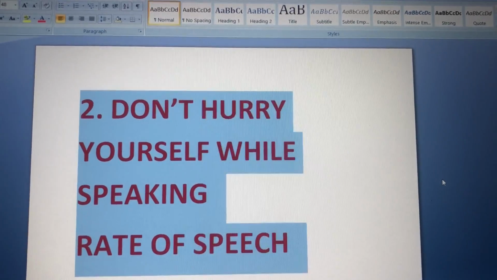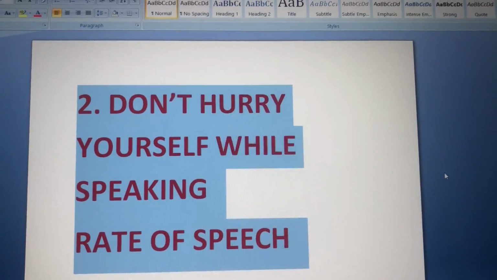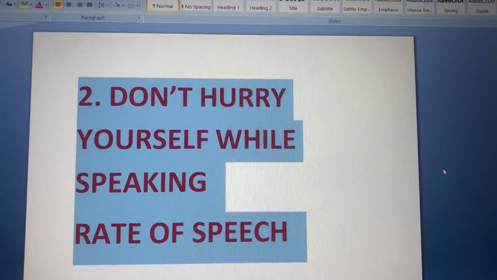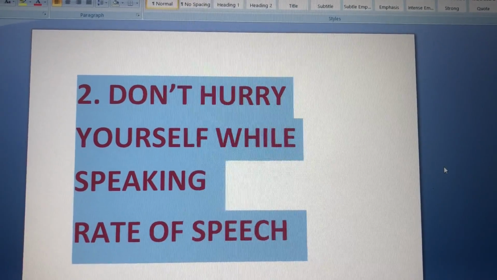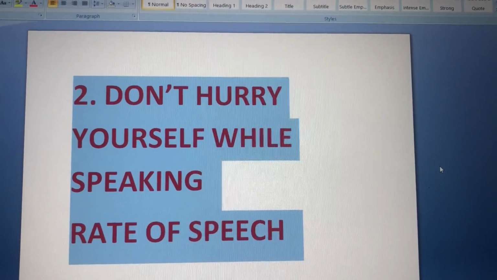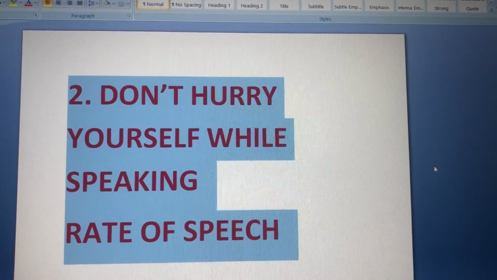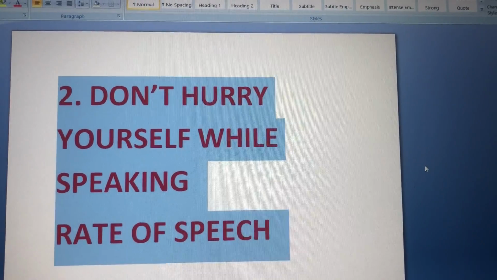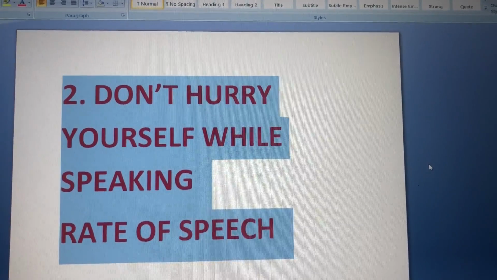This is how I'm talking fast. But you don't have to do that. Nobody has to do that. So if you see on the screen, few words, don't hurry yourself, right? So you have to maintain the balance while speaking. This is called rate of speech. So rate of speech is when people can understand the words coming out of your mouth.